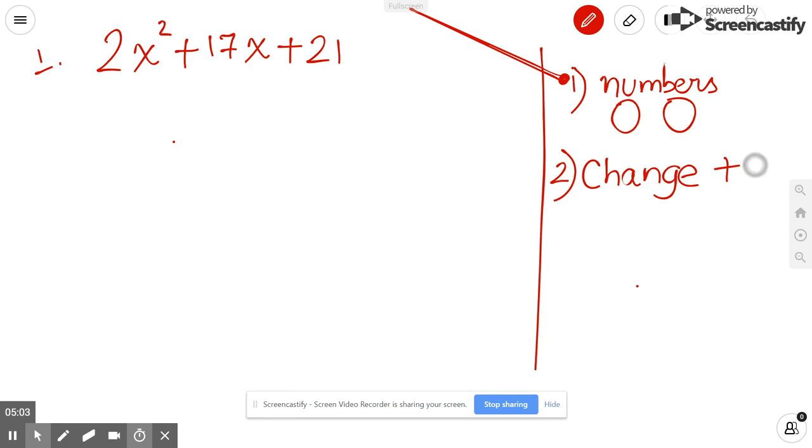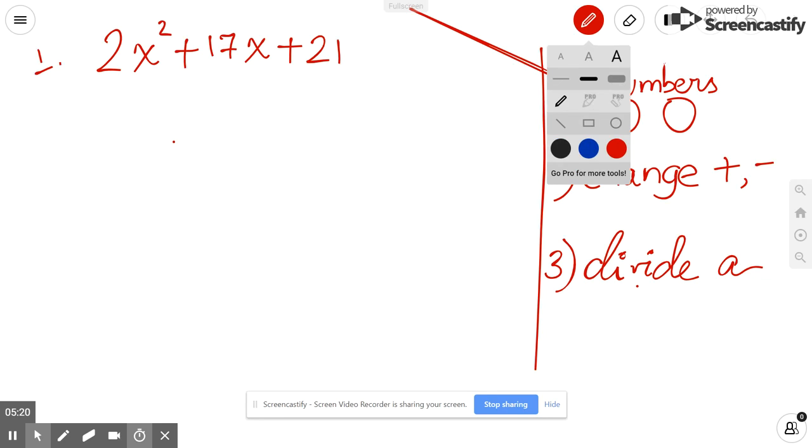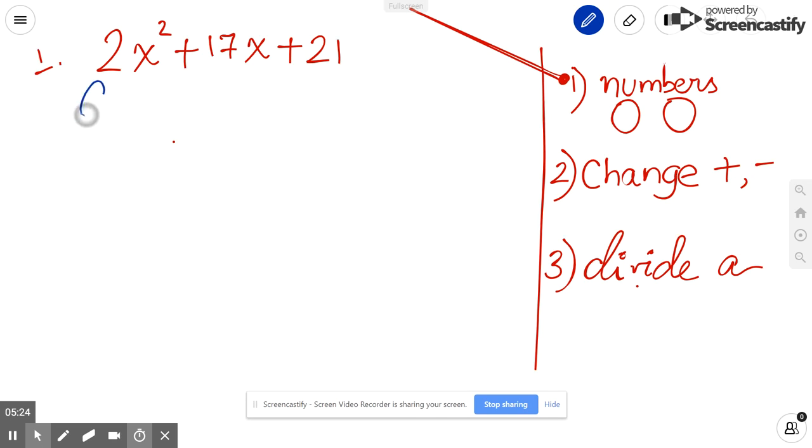So plus or minus sign, you change them. If it's a plus, you change it to minus. If it's a minus, you change it to plus. Your third step is whatever answers you get in step 2, you divide those numbers by a. Now you'll say, what is a here? So basically a is always, in a quadratic, your first number is a, second is b, third is c. So here for this question, your a is 2.